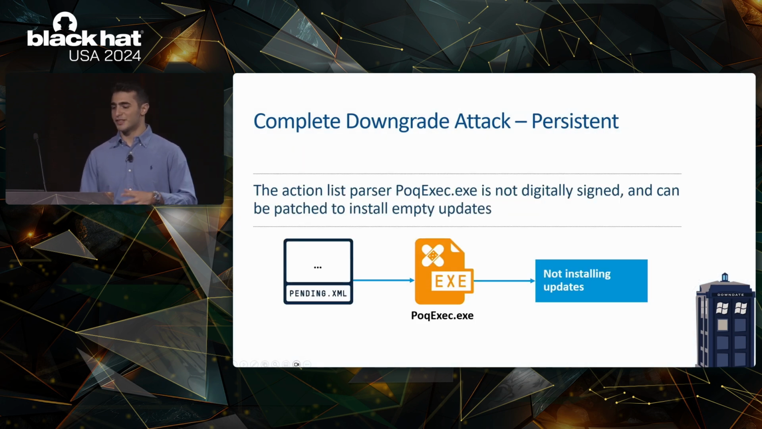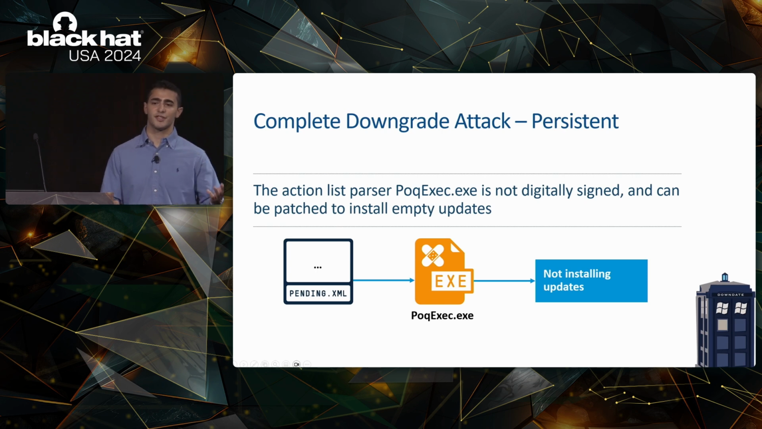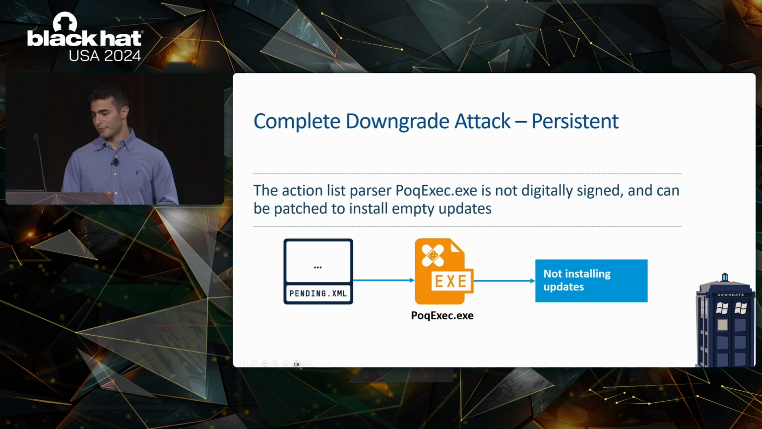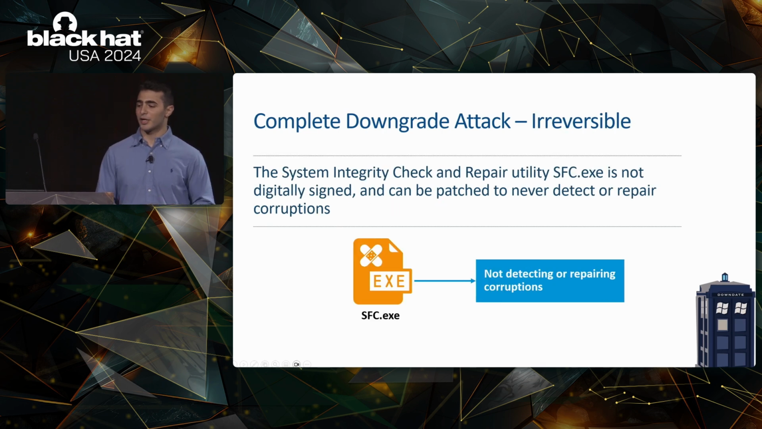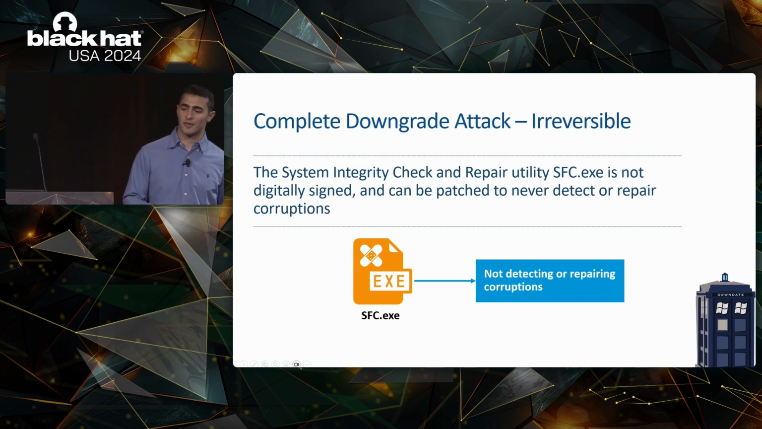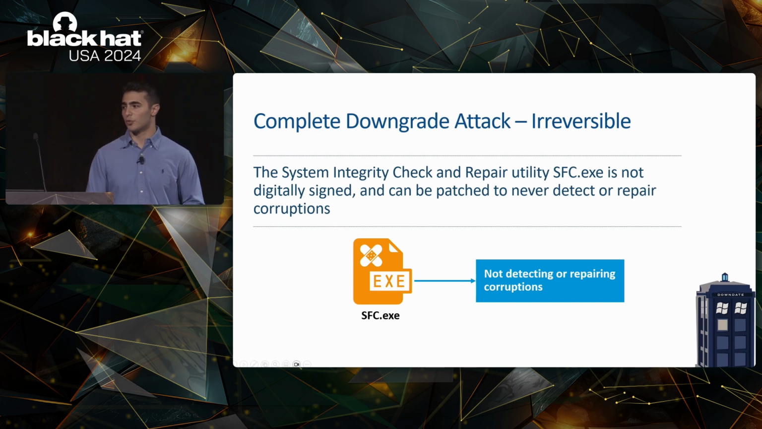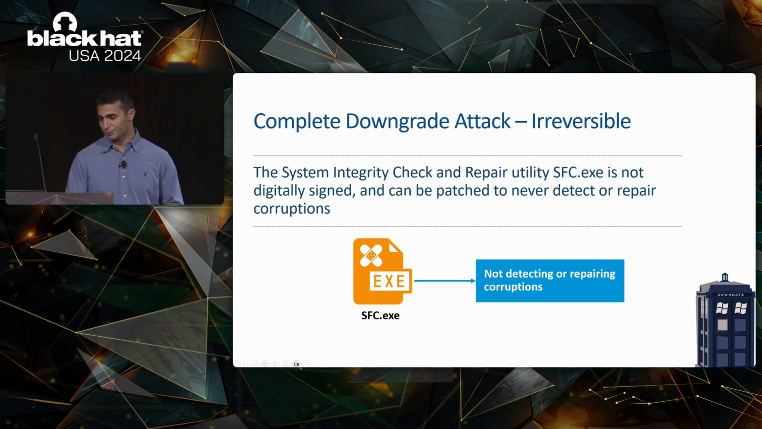In terms of persistency of the downgraded component, I found that the action list parser is not digitally signed, and so I patched it as part of the downgrade. As a result, even after the downgrade, when new updates are available, they will be falsely installed. The patched version will basically ignore the action list and install empty updates. And in terms of recovery, the integrity and repair utility is not digitally signed as well, so I patched it as part of the downgrade. The patched version will no longer detect any corruptions.